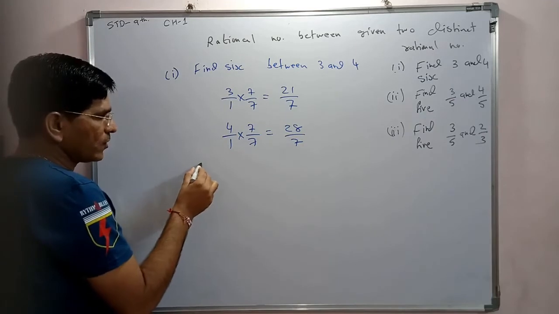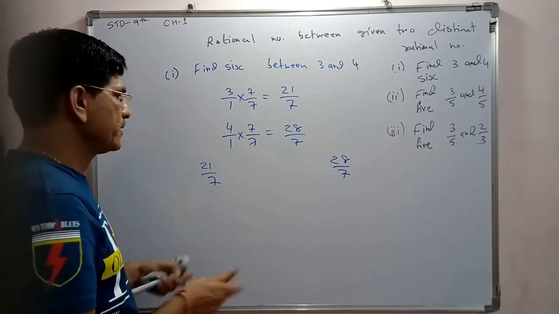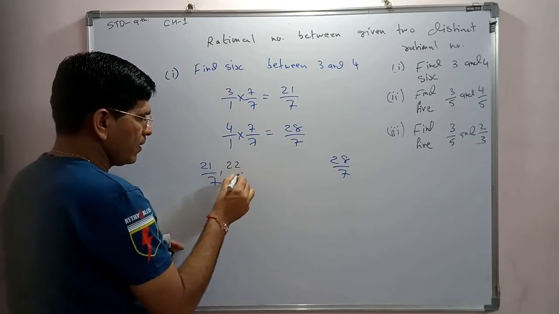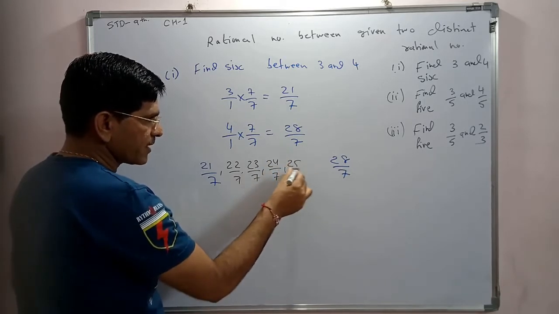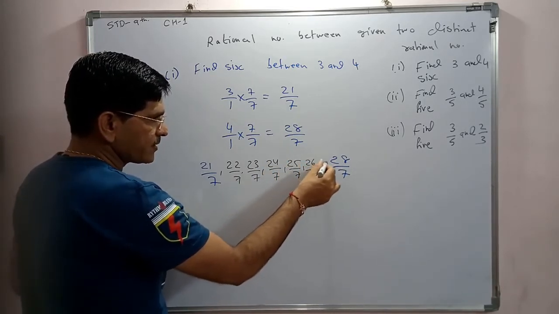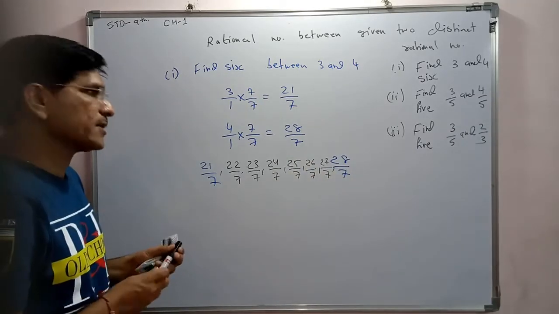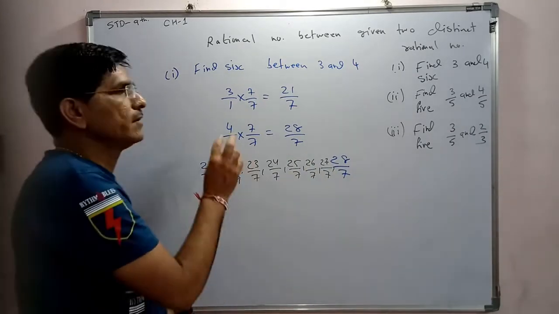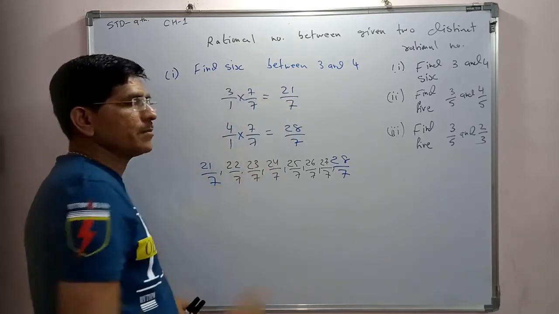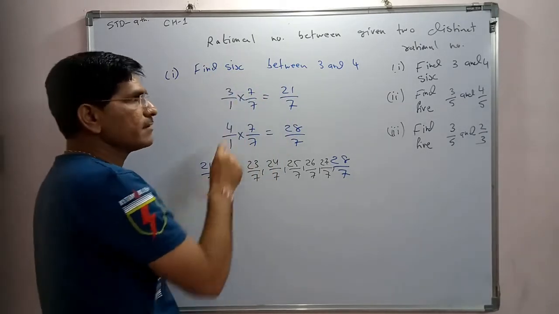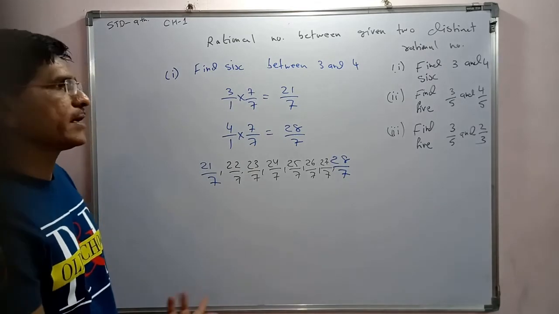Let me check whether it is correct or not. 21 by 7 and 28 by 7. Between them we write 22 by 7, 23 by 7, 24 by 7, 25 by 7, 26 by 7 and 27 by 7. That is 1, 2, 3, 4, 5 and 6 numbers. That is the shortest and easiest way, which is not given in your text. So again I repeat, to find 6 rational numbers between 3 and 4: 6 plus 1, 7. We have to multiply numerator and denominator both by 7. Then we can get it easily.